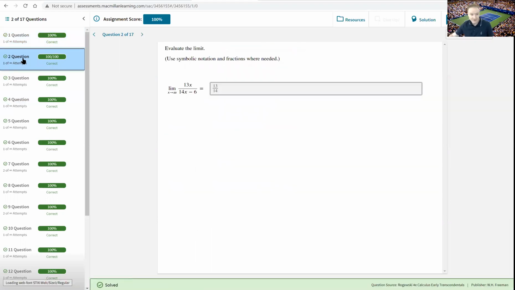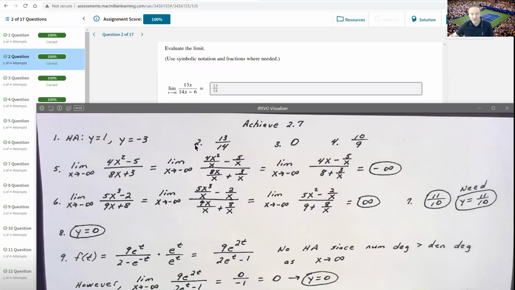For number 2, similarly, there really wasn't any work to show. I just put the answer on my sheet here. And the reason for that is because it's the limit as x approaches infinity of the rational function 13x over 14x minus 6. And the limit as x approaches infinity, you'd do the exact same thing as if I were asking you to find the horizontal asymptotes. Anytime in a rational function, when the degree of the numerator and denominator is the same, we say your horizontal asymptote is going to be at y equals the fraction of the leading coefficients, which in this case is 13 over 14.